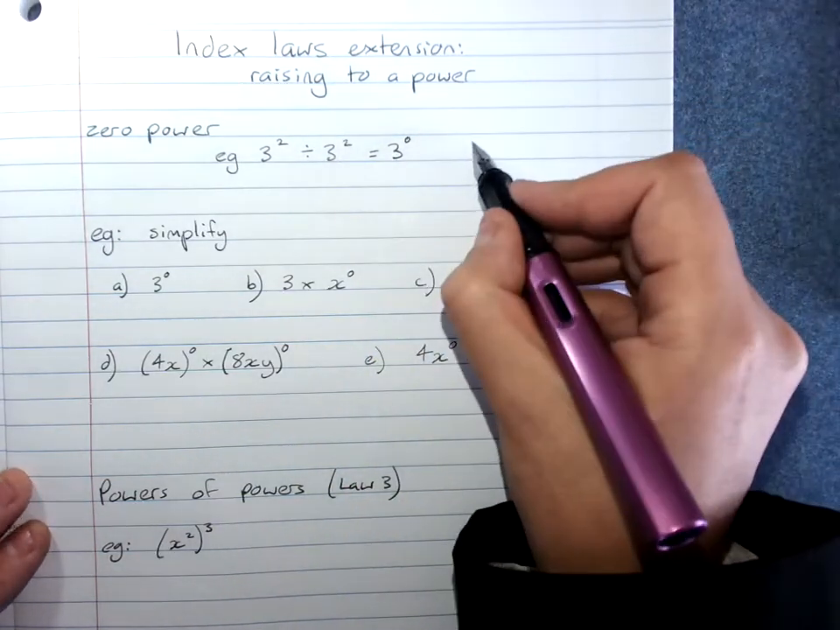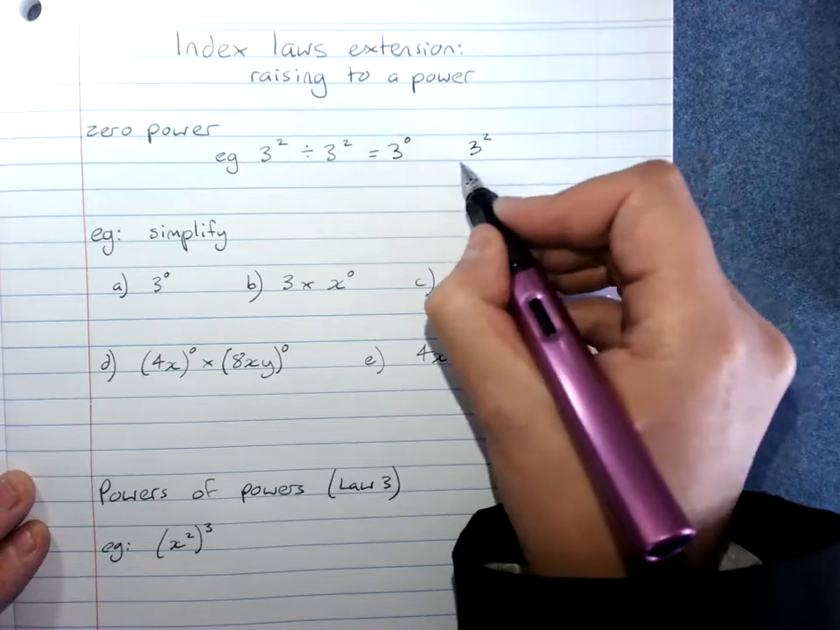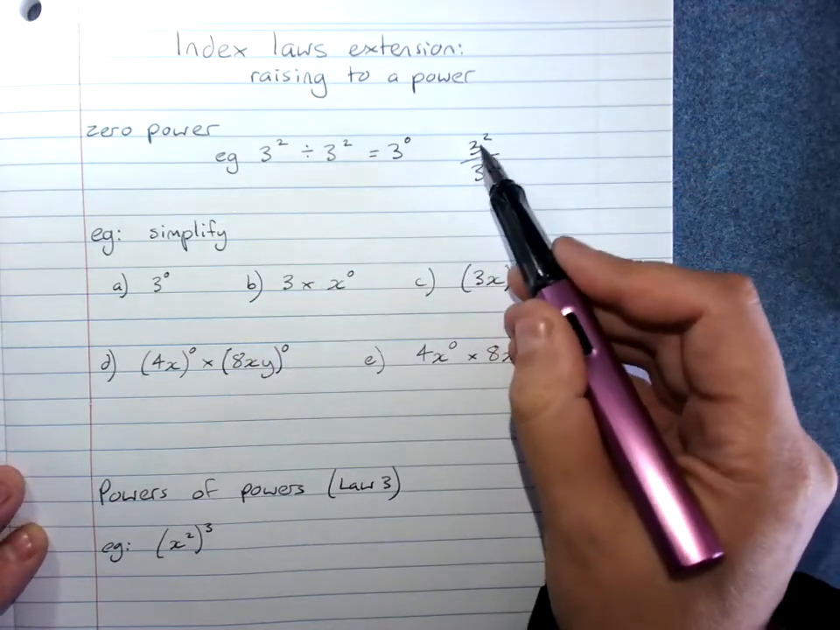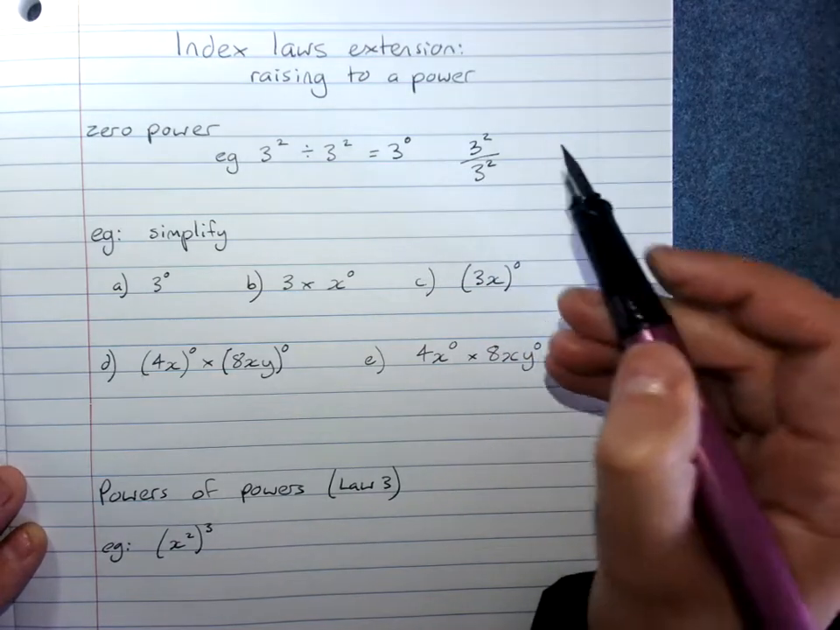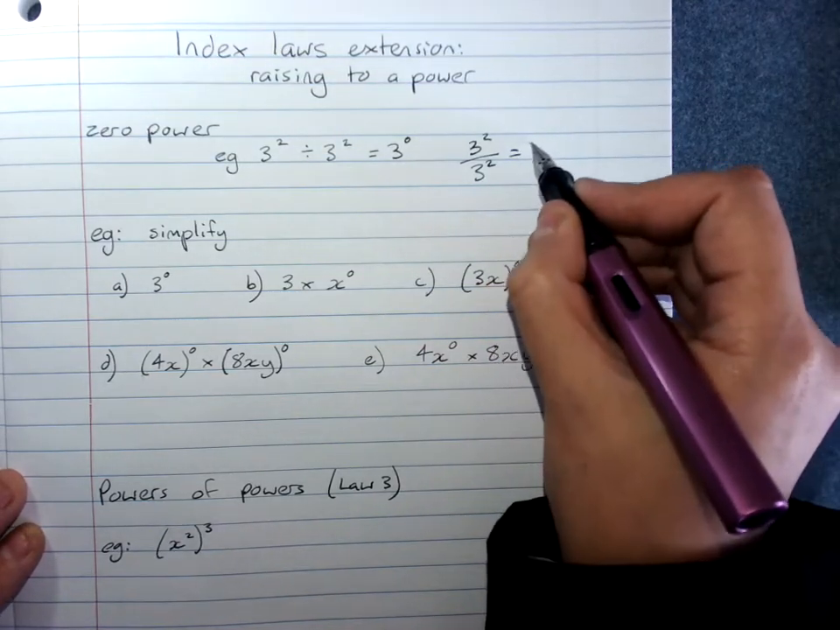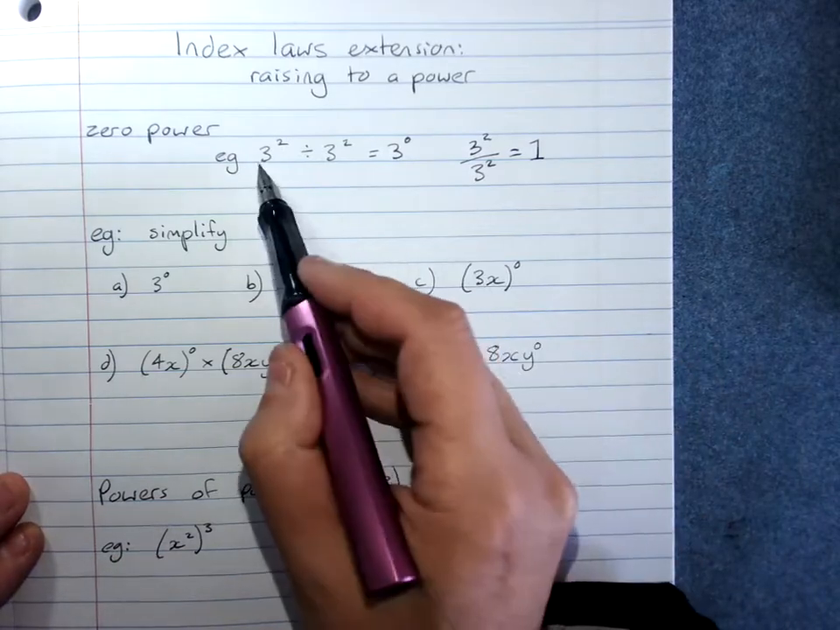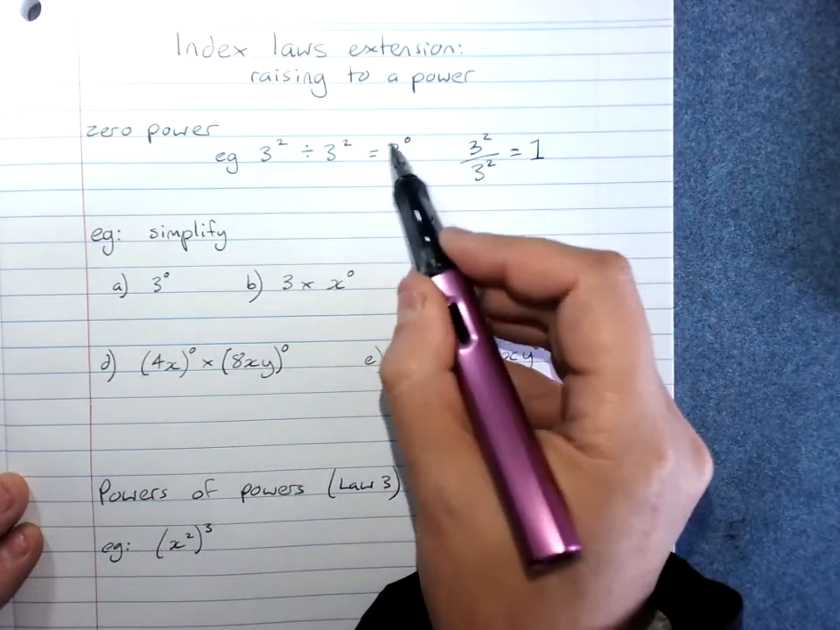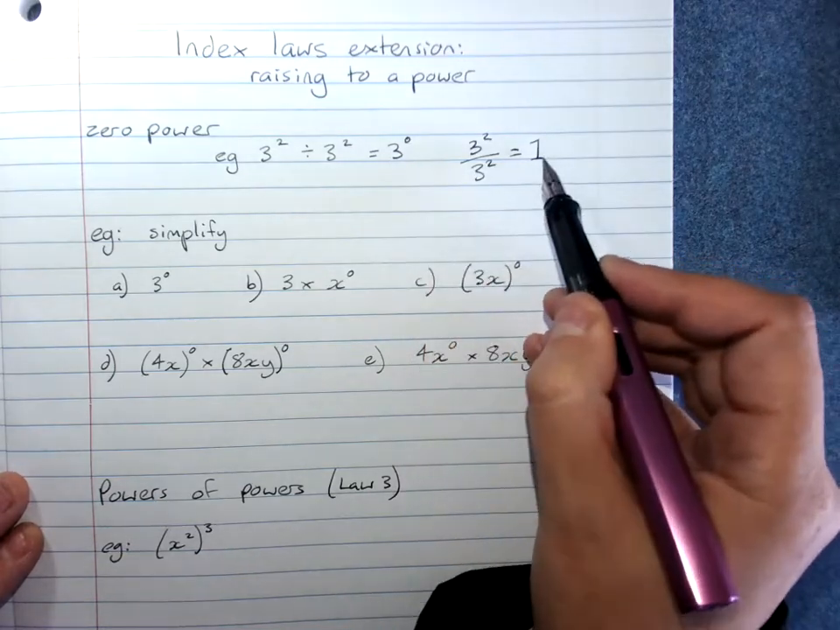But if I wrote this as 3 to the power 2 over 3 to the power of 2, which I can do, I know very well that anything divided by itself is 1. So this is quite clearly 1. And since these are equal, it follows that this 3 to the power 0 must be 1.